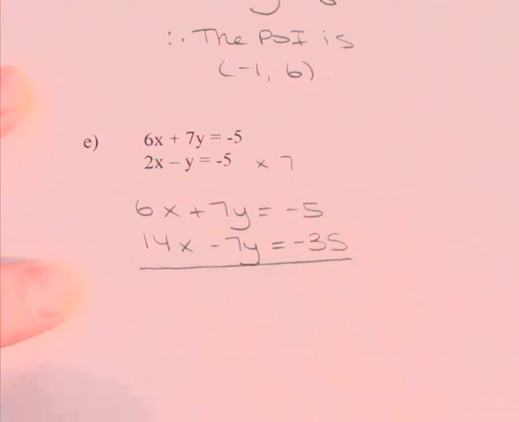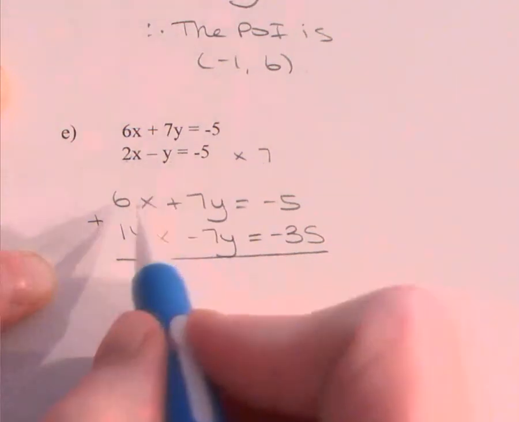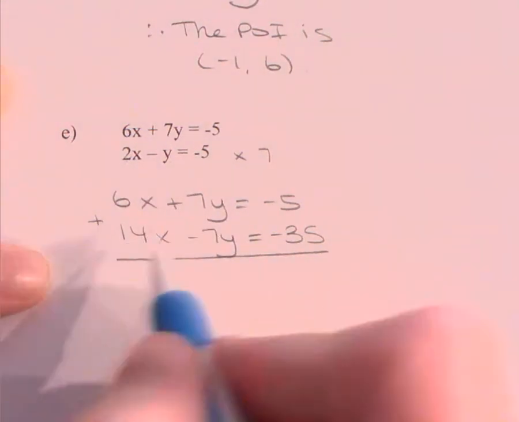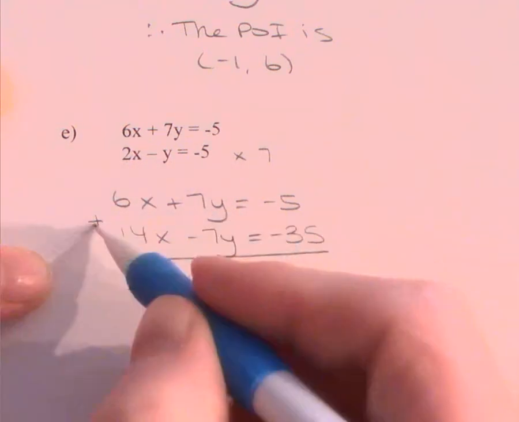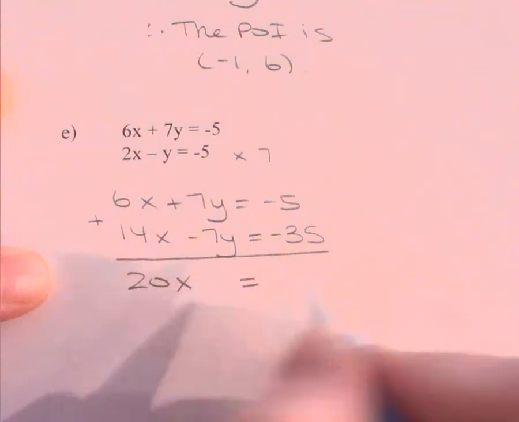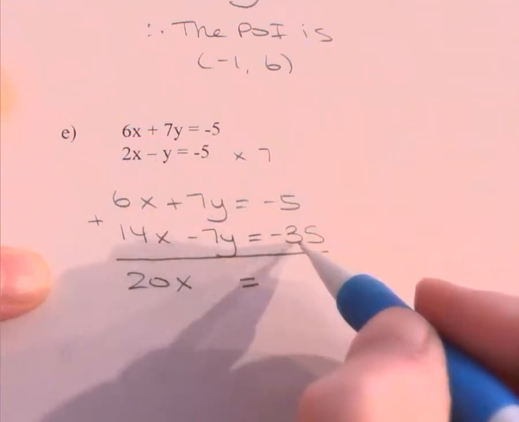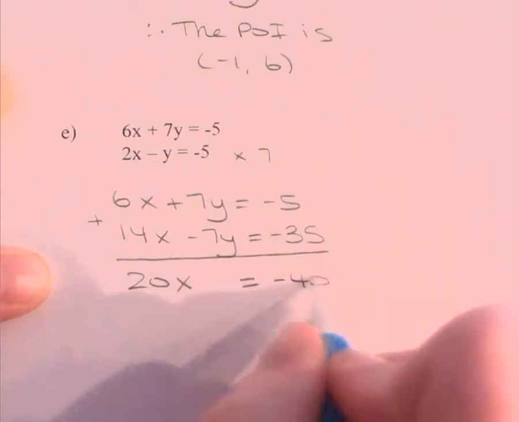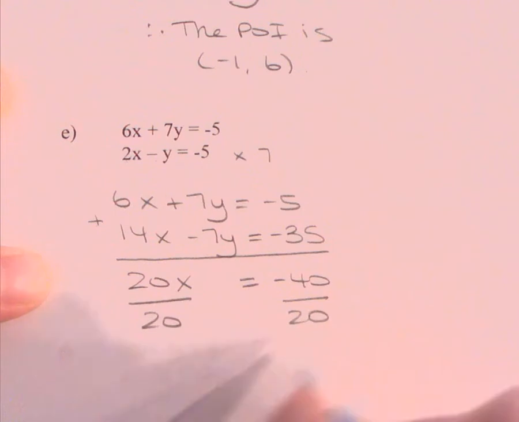And I'm going to draw a line underneath it, and then I'm going to add it. So I have 6 plus 14 is 20x. 7y plus minus 7y is 0. So I have equals. Minus 5 plus minus 35 will give me minus 40. I'm going to divide both sides by 20, and I get x is equal to minus 2.